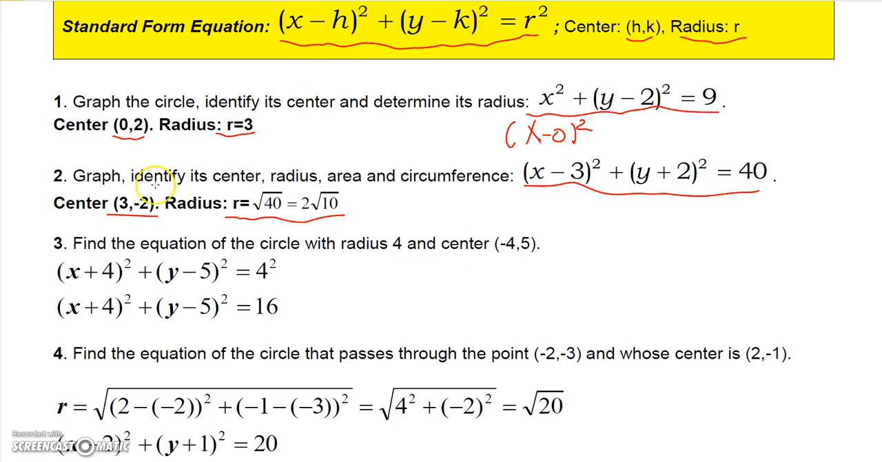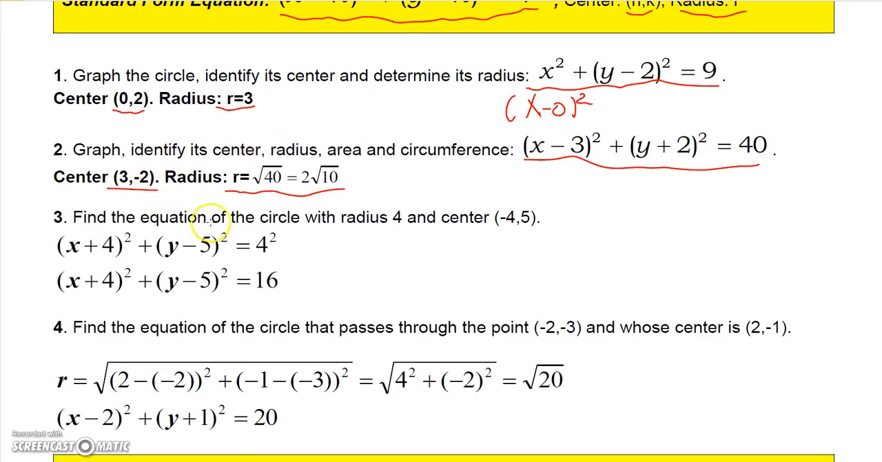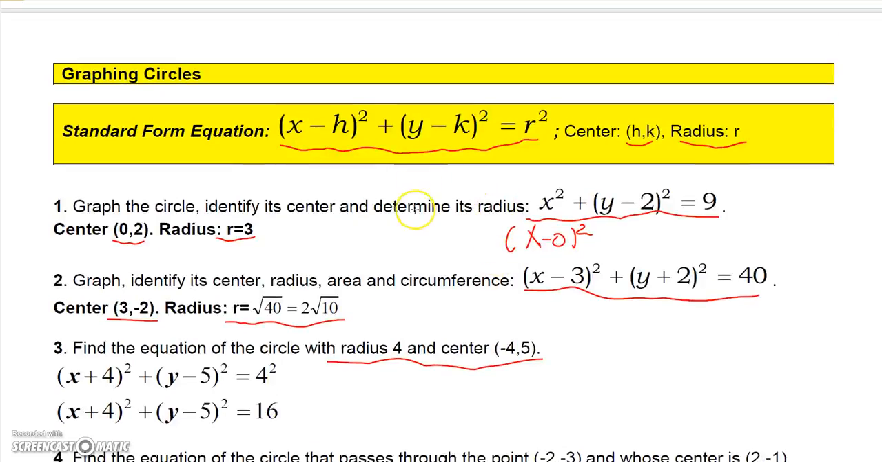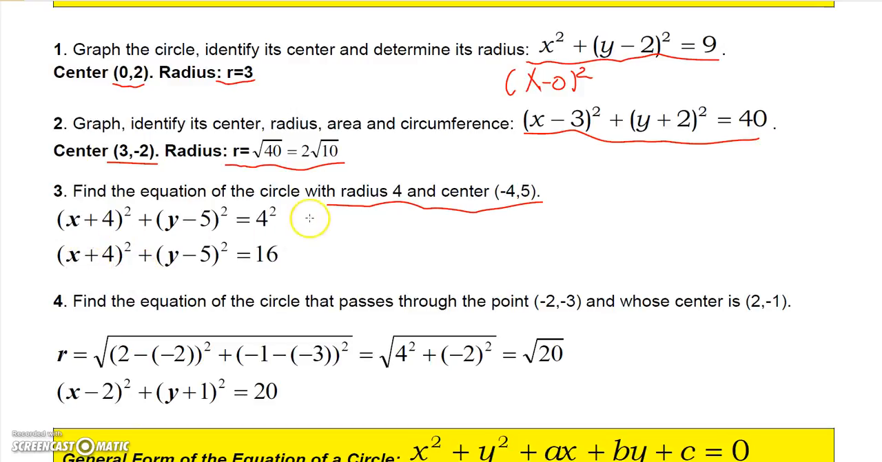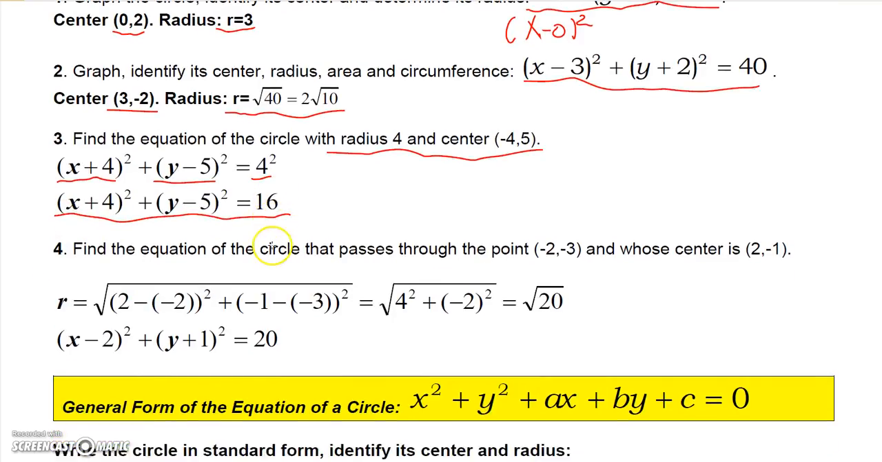Okay, now finding the equation of a circle with a given radius and center is usually pretty easy because you can use this formula. So if I say its radius is 4 and the center is (-4, 5), then basically you're going to say x minus -4, so it's going to be (x + 4) quantity squared, and then (y - 5) quantity squared equals 4 squared. And then I just squared the 4 to get 16. So there's the standard form of the equation of a circle.